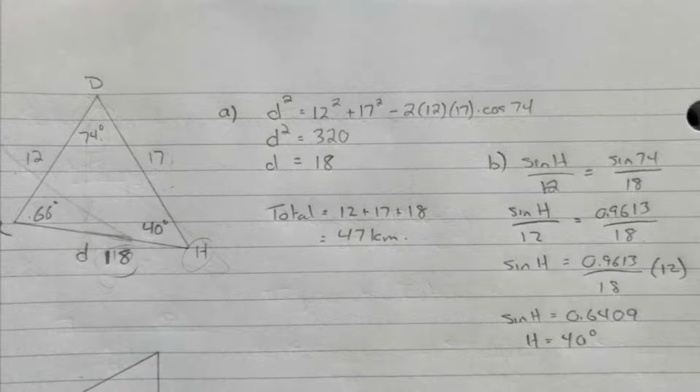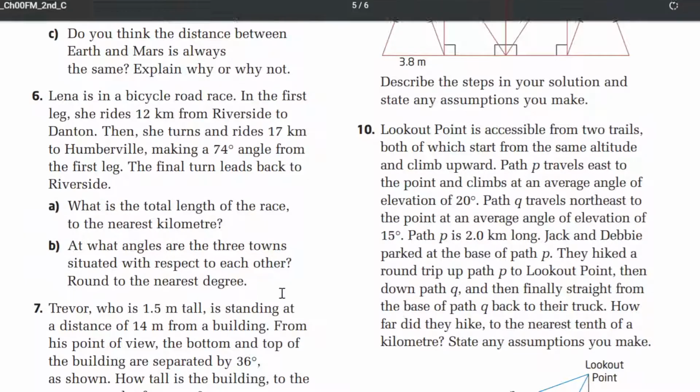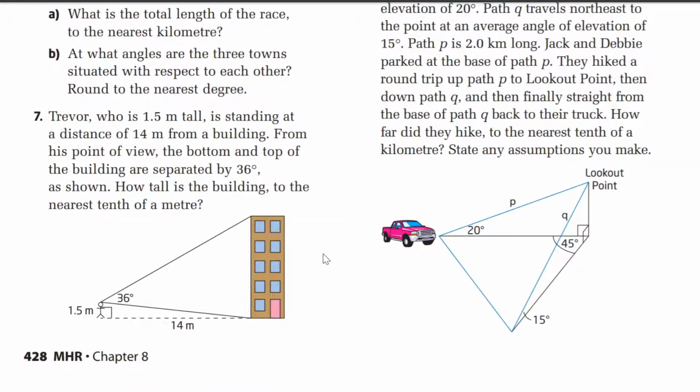And the next question is number 7. So number 7 here, just scroll a little bit. We got a diagram with it. We got Trevor, who is 1.5 meters tall, standing at a distance of 14 meters from a building. From his point of view, the bottom and top of the building are separated by 36 degrees, as shown. How tall is the building to the nearest tenth of a meter?